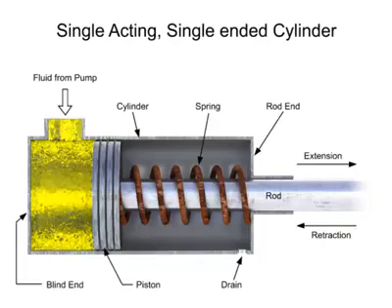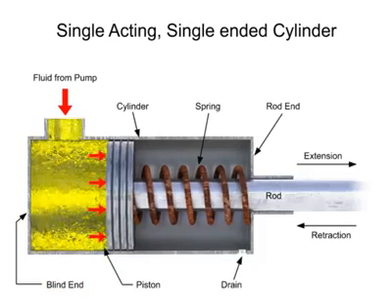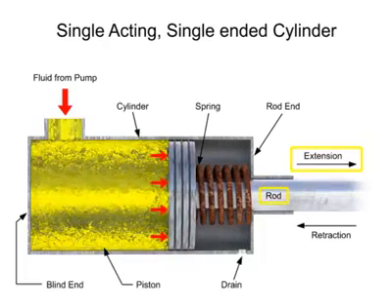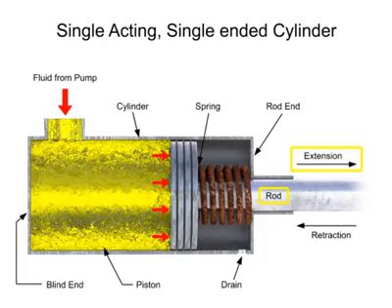When a control valve directs fluid through the inlet port into the blind end, pressure builds up and generates a force on the piston. When the pressure buildup is large enough, the piston begins to move, extending the rod. This is called the forward stroke.